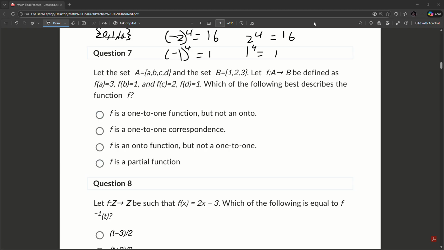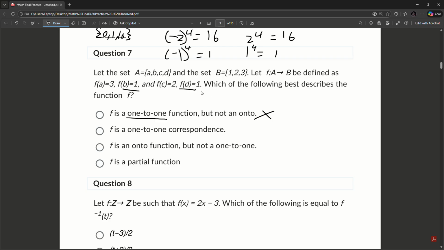so a function being one-to-one means that it's an injective, right? Injective means that no two elements have the same value, which is incorrect here because B and D have the same value of 1. So this is wrong, right?